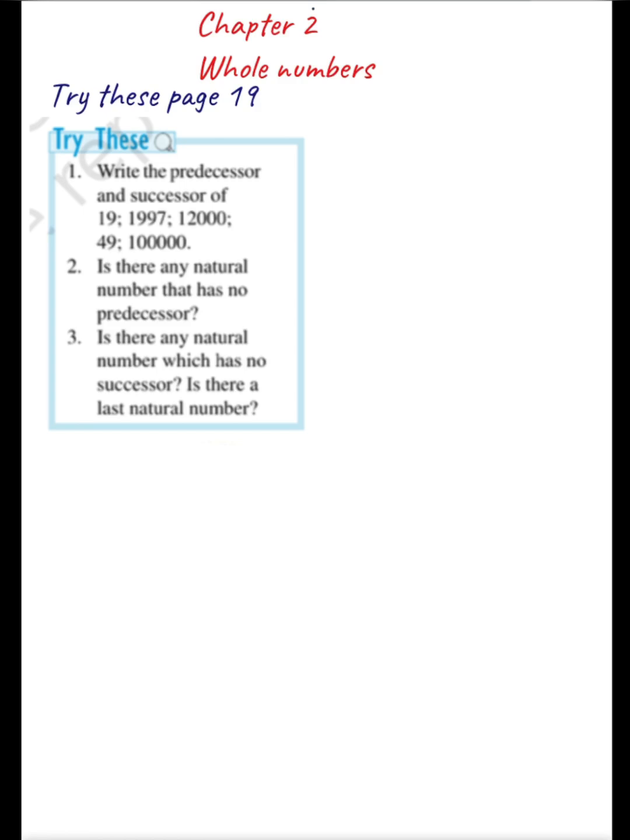In order to get the successor you need to just add 1 to that particular number, and in order to get the predecessor you have to just subtract 1 from the given number. The first question is 19. I will be writing S for successor and P for predecessor.